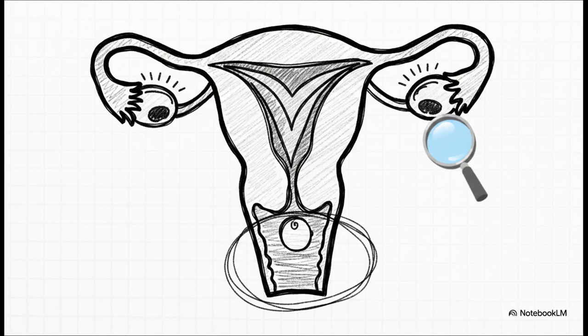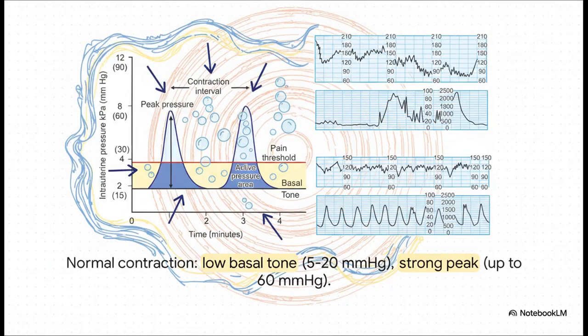Now here's the magic. While that strong upper part is contracting and pushing, the lower segment and the cervix have to relax and open up. It's this beautiful coordination that efficiently pushes the baby down and gets that cervix to dilate. And what's really cool is we can actually measure this perfect wave. Just look at this graph.